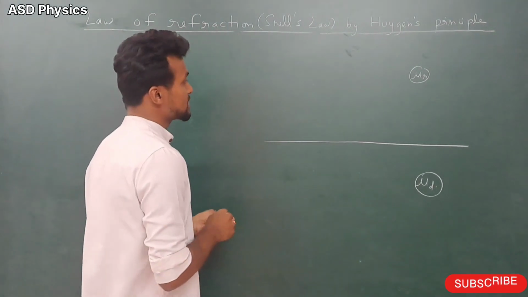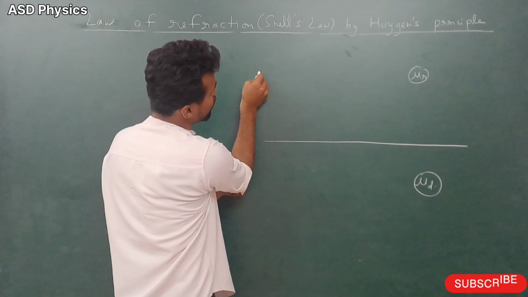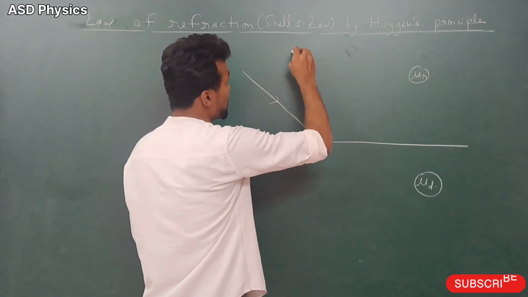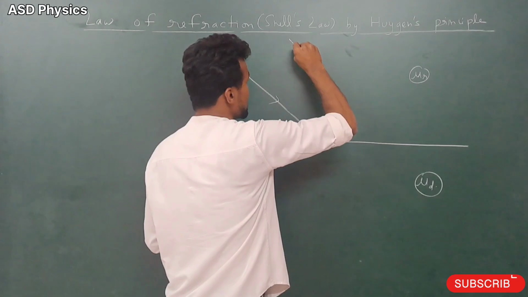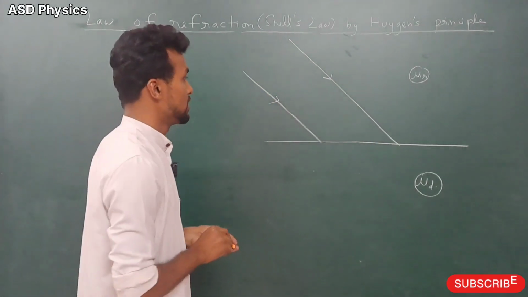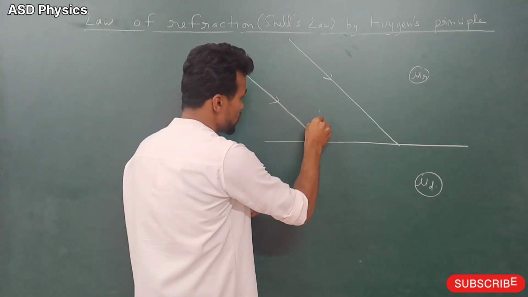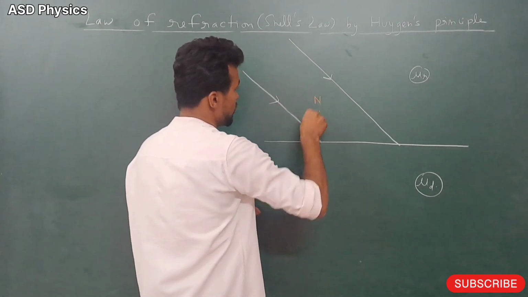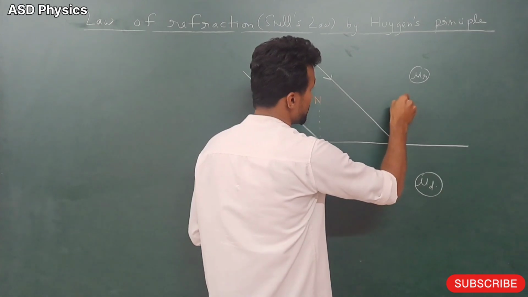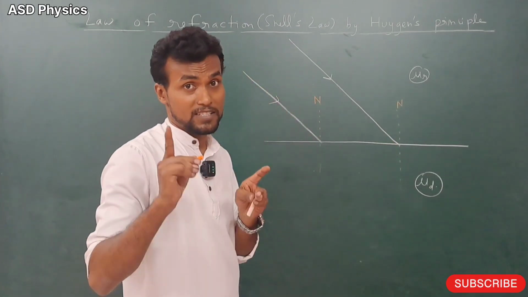Let's see here. I have taken two rays of light like this. The first is coming like this, and the second one is coming like this. Both should be parallel. Now I will draw one normal here, and here also I have drawn the normal. The normal is always perpendicular to the surface boundary.